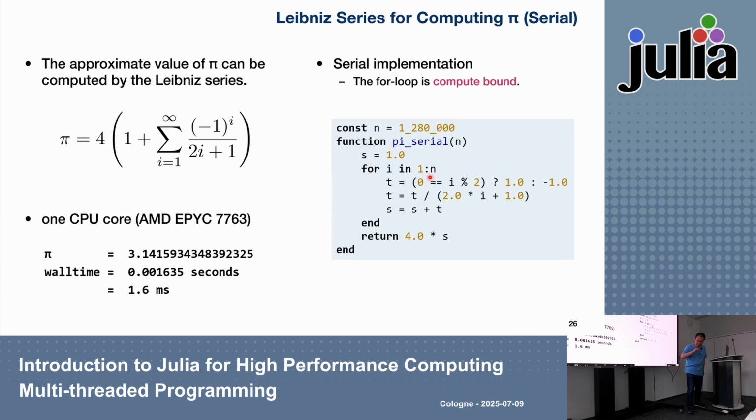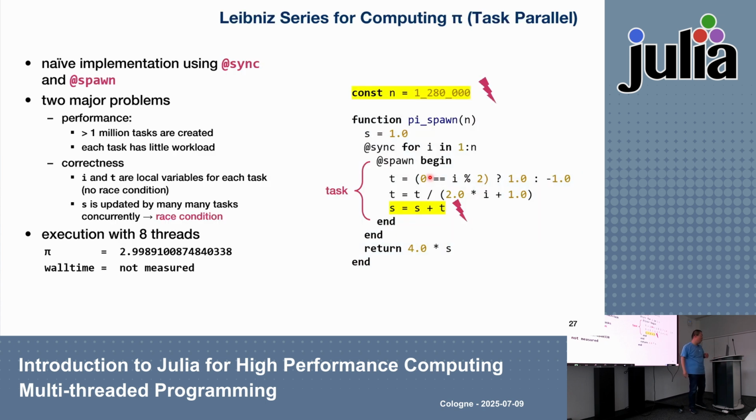So with one CPU core from Noctua 2, you have the correct value of pi, which is 3 point whatever. And the wall time is 1.6 milliseconds. Yes, 1.6 milliseconds. And now we all know the syntax for multi-threading in Julia. One is synchronization, one is spawn. Let's just put synchronization there and spawn for the calculation of each of those terms. Let's just do that and see if this works.